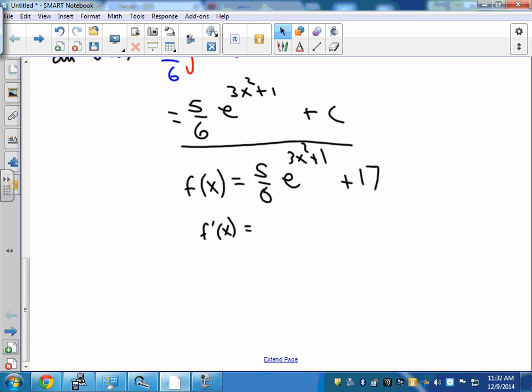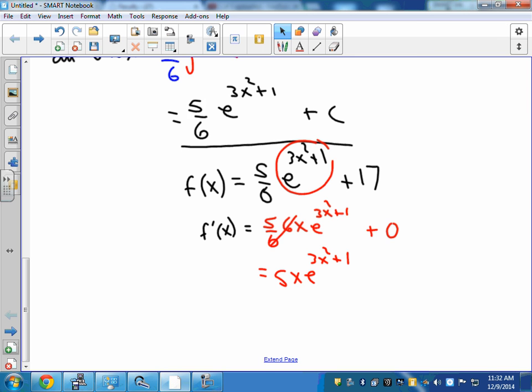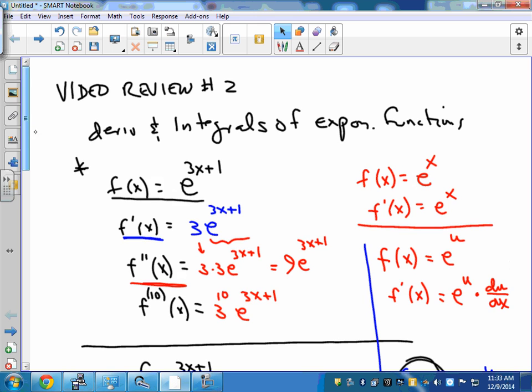Okay, so here's the derivative, 5/6. The derivative of this part would be e to the 3x squared plus 1 times the derivative of 3x squared plus 1, which is 6x. The derivative of 1 is 0. So sure enough, we get 5x e to the 3x squared plus 1, which was our integrand up here. Okay, so we have the right antiderivative. Okay, so that's derivatives and integrals of exponential functions.